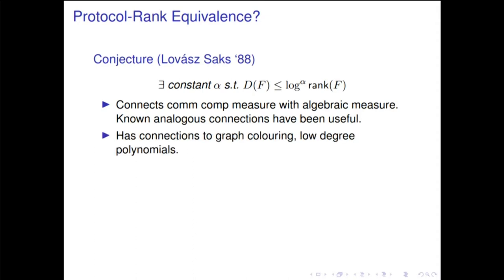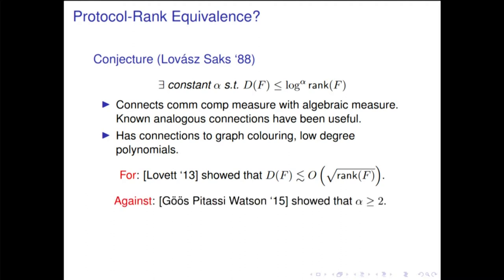The thing is, we don't really know whether it's true at all. Our best upper bound is that deterministic complexity is at most square root of rank. So there's a huge gap between log rank and square root of rank. And our best lower bound to say that this is false is that we know that alpha is at least 2, a result by Gus, Pitassi, and Watson, quite recently, actually.